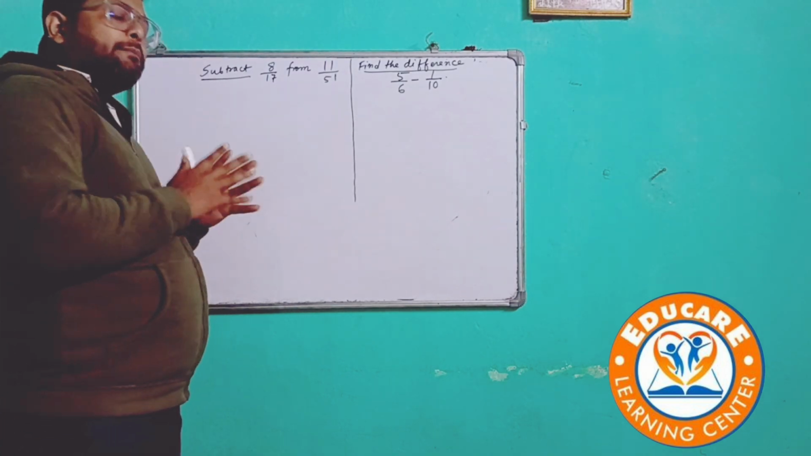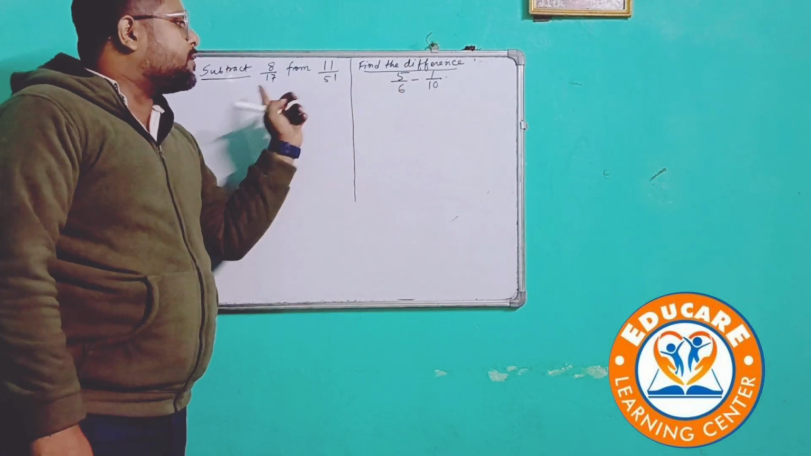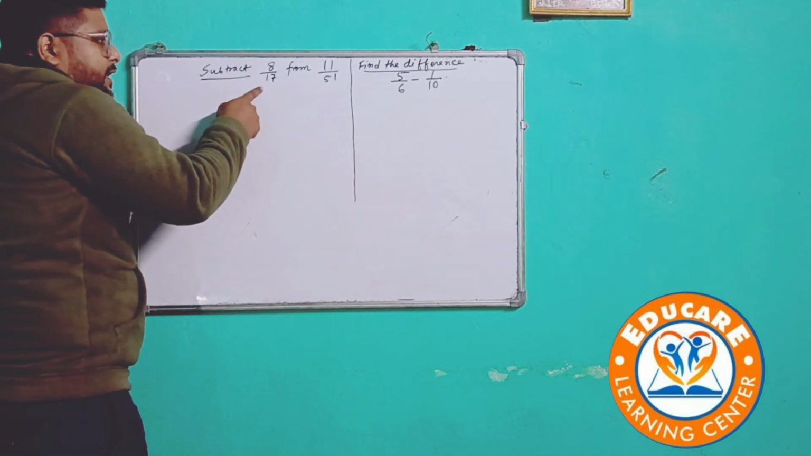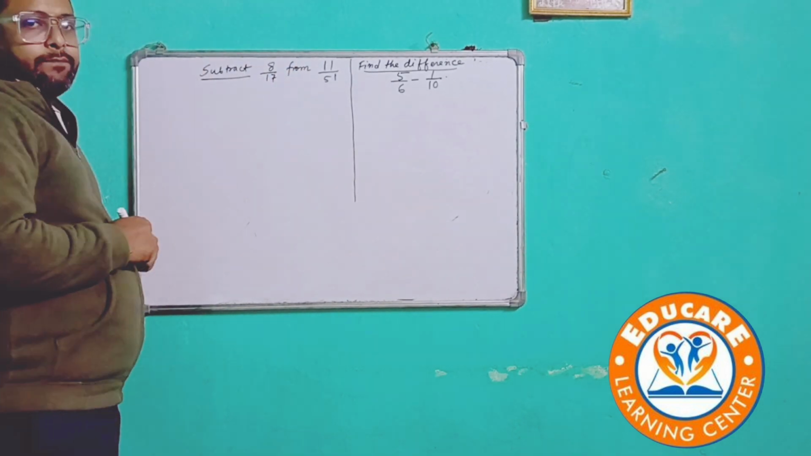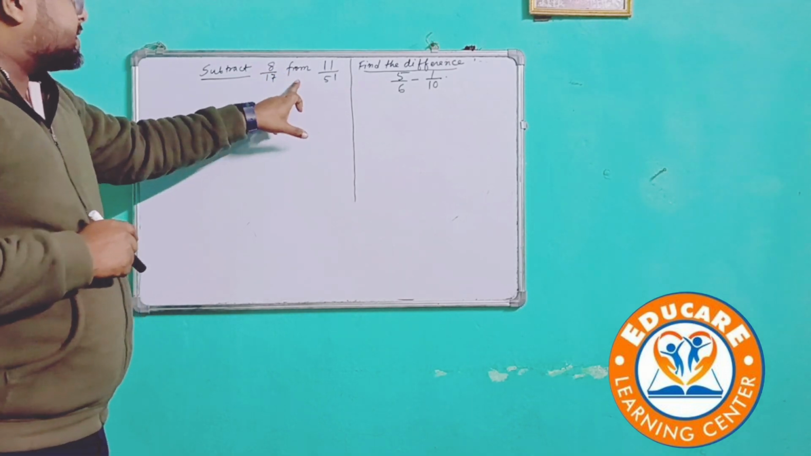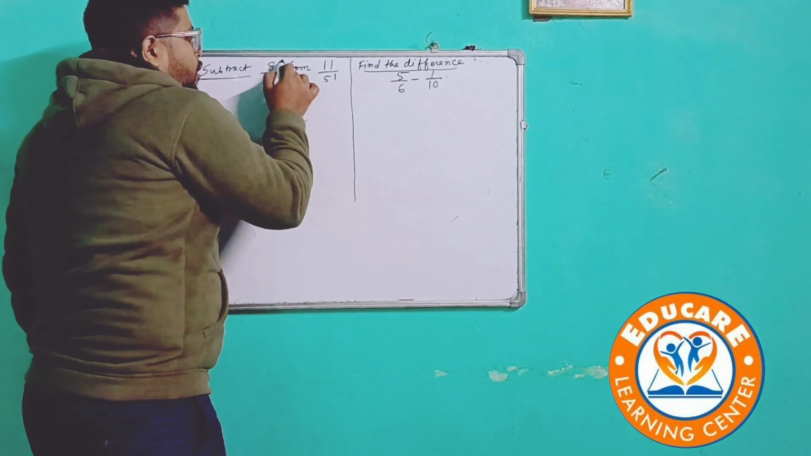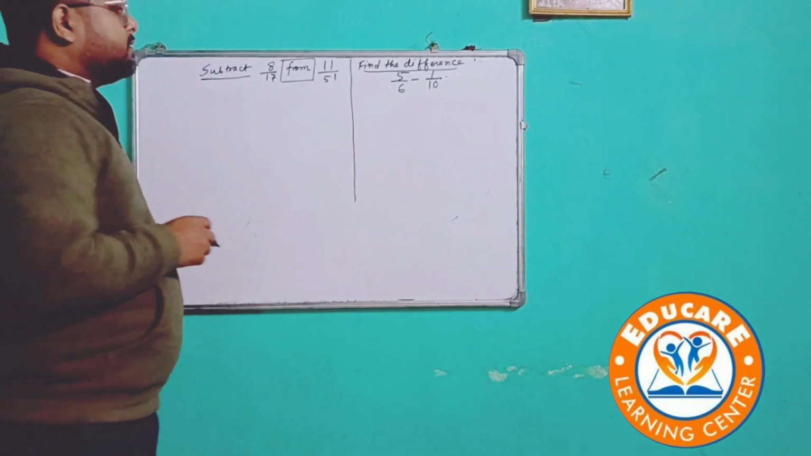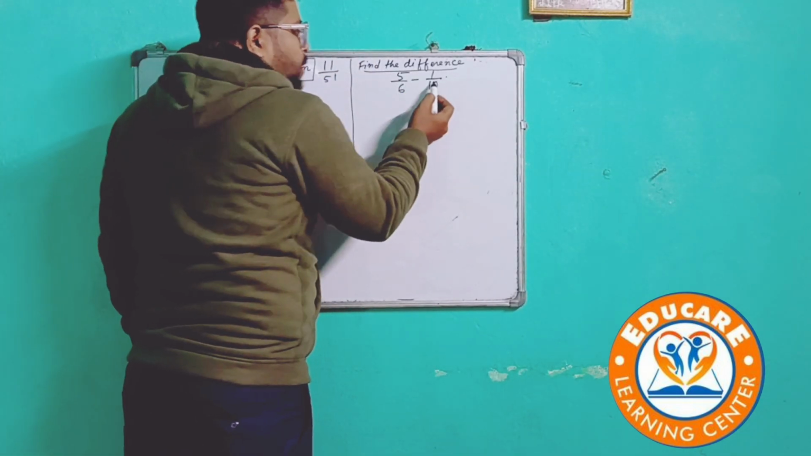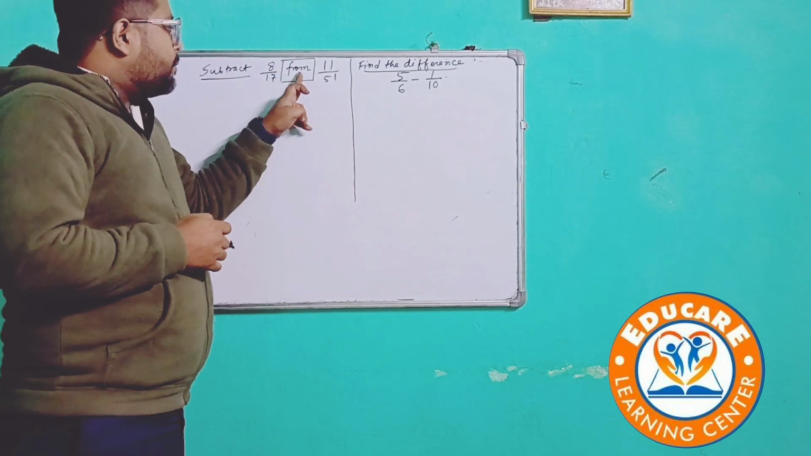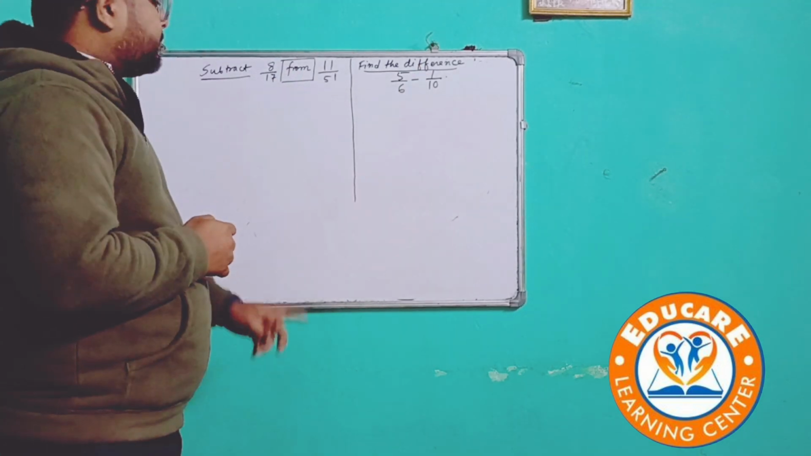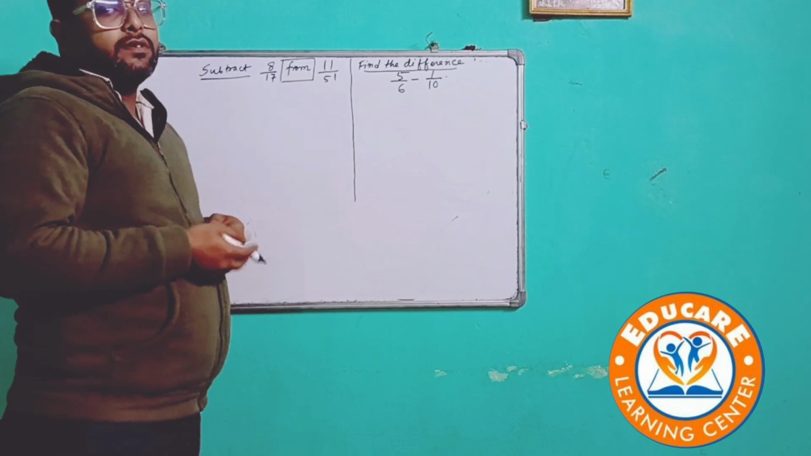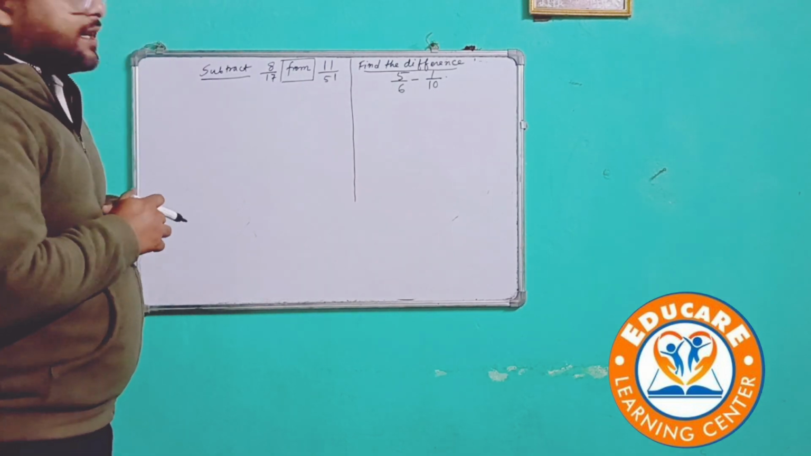So let's see what is the basic difference between these two types of questions. The first question is 8 by 17 from 11 by 51. In this case, the word "from" is mentioned. Now if we look at the second question, 5 by 6 minus 1 by 10, "from" is not mentioned in this case. Students often get mixed up about solving this type of question. Let's see how we can solve this.